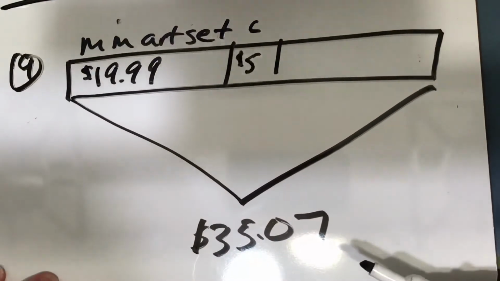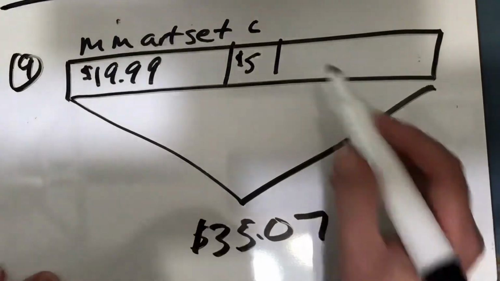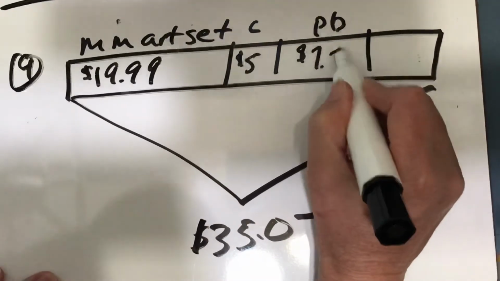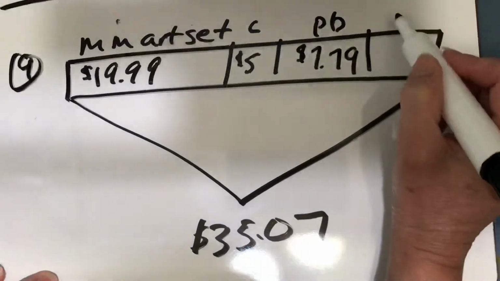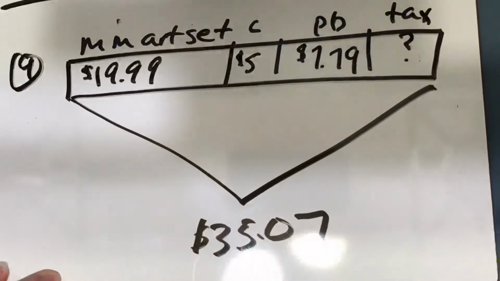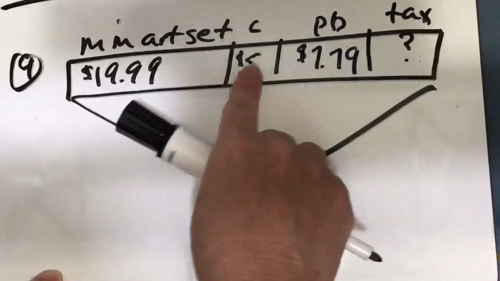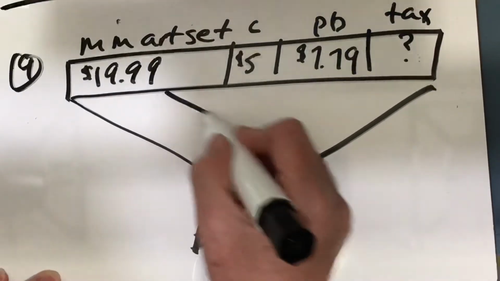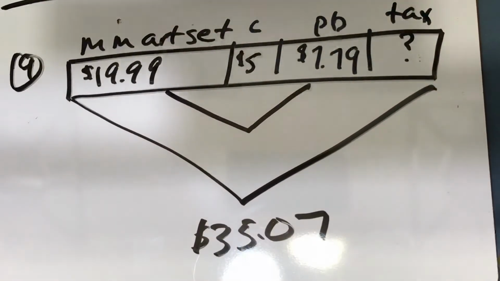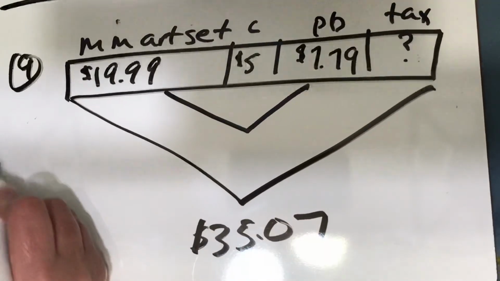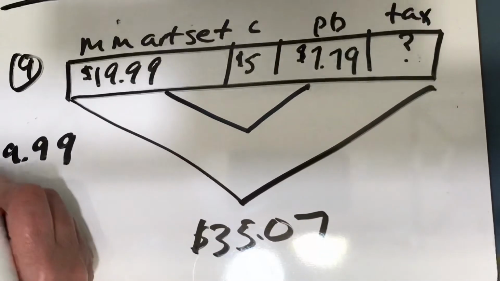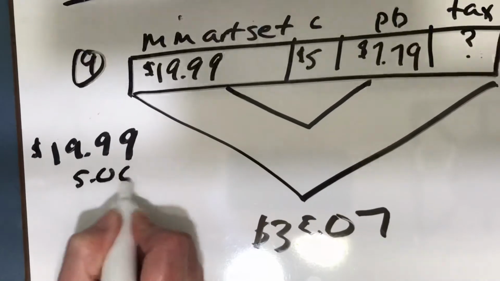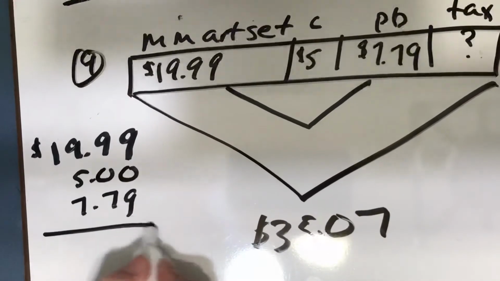All right, and then she bought paintbrush. Okay, so we'll put PB for paintbrushes. That was $7.79. And then we have tax. That's what we don't know. So when we have a bar, we know this plus this plus this plus this equals my total. So I have to add these 3 things first and then subtract to find my missing part, which is the tax. So I have $19.99 plus $5 plus $7.79.